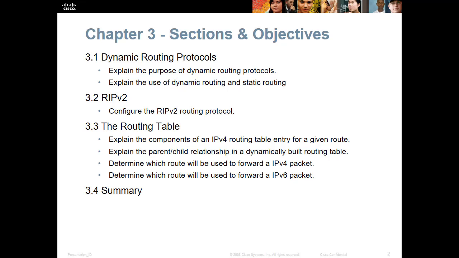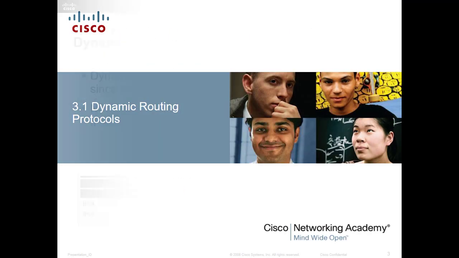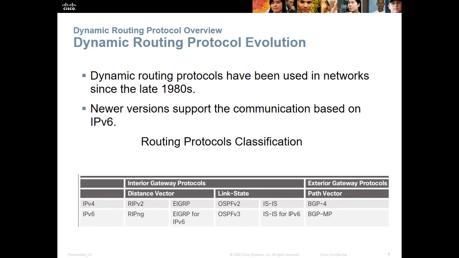So we'll go through dynamic routing protocols, we'll go through RIP, then we'll even rip apart the routing table on a router. So dynamic routing protocols themselves, they've been around since the 1980s. Seriously, the 1980s. Now, newer versions of our routing protocols do support IPv6. They have been updated. So we see RIP version 2 was the latest IPv4 version of RIP. Then we have RIP NG.